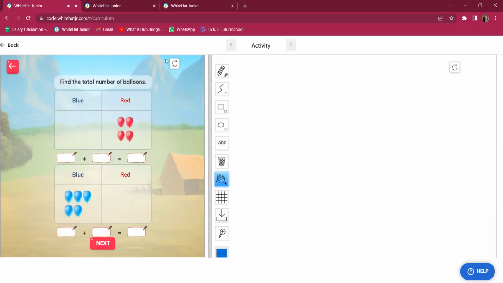Now find the number of balloons. Okay. So here blue balloons are 0 and red are 1, 2, 3 and 4. So we're going to write 4. So 0 plus 4 will give us 4. Okay. Let's see the next one. So here we have 1, 2, 3, 4, 5 blue balloons. So we're going to write 5. And there are no red balloons. So we're going to write 0. So 5 plus 0 will give us 5. So you have to write in this way and move to the next question.